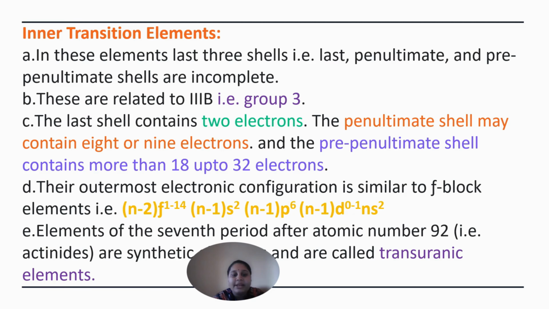Elements of the 7th period after atomic number 92, that is actinides, are synthetic elements, and these are called transuranic elements as they are synthetically prepared.